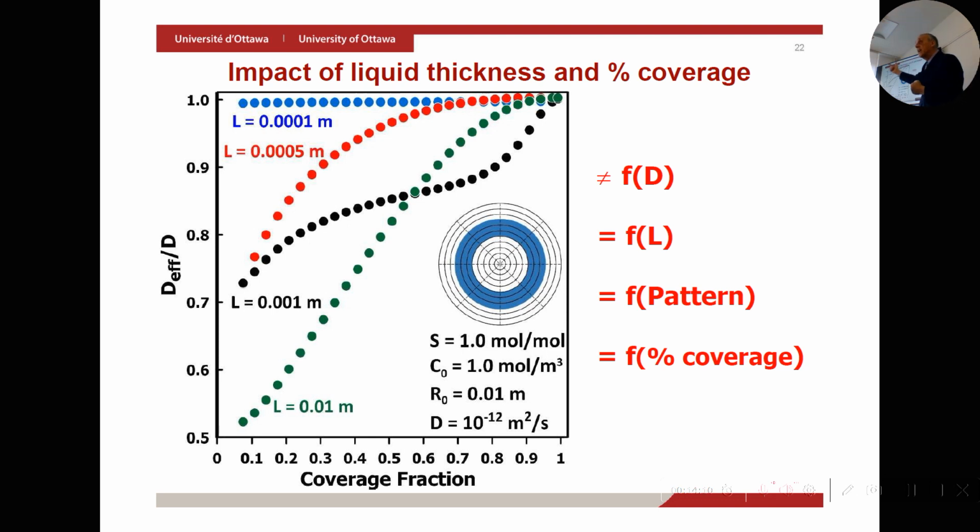Because this is the effective diffusivity divided by the diffusivity of the membrane. And we would like to have the real value, the D of the system, not the effective one, because it depends on many factors. So we can do more simulations after that by knowing the real characteristics of the membrane.